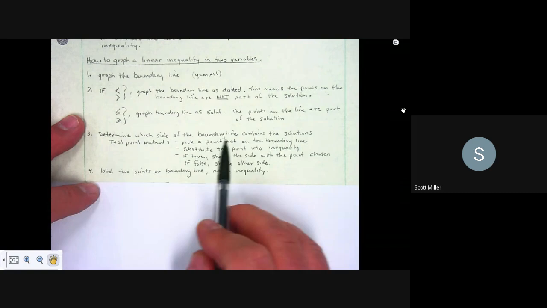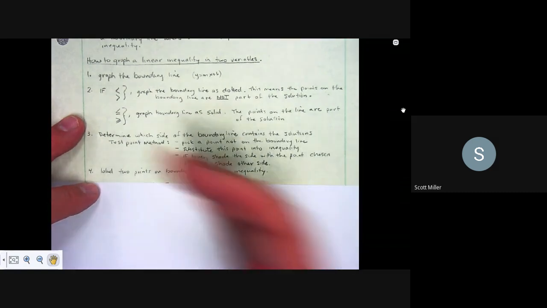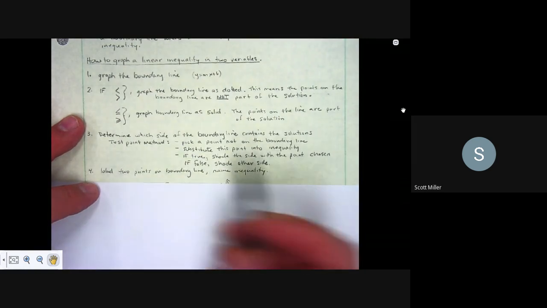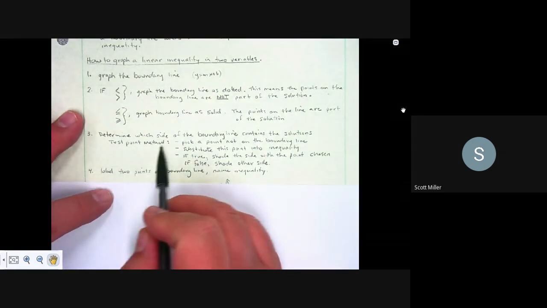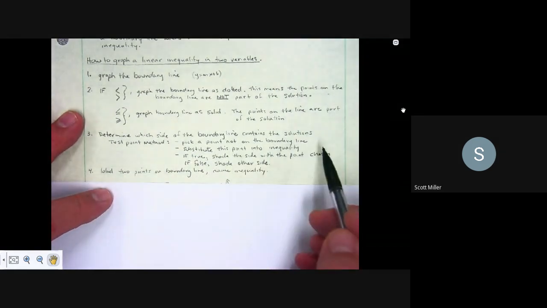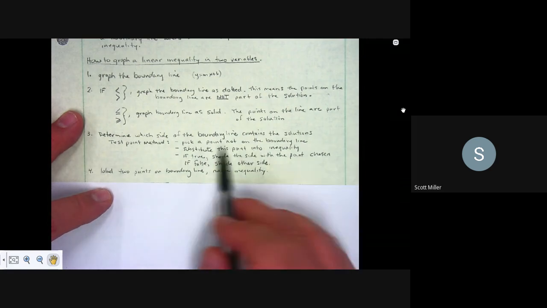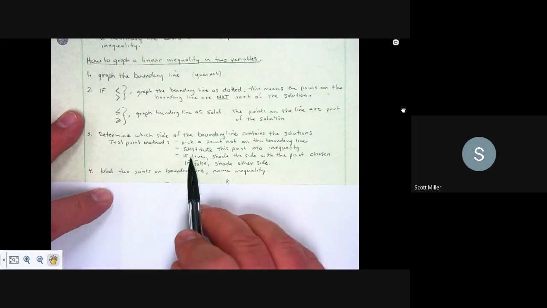Determine which side of the boundary line contains your solution, because the boundary line separates the entire coordinate plane in half, and only one side of that line is the solution. So there's a couple of ways you can do it. I'm going to show you the test point method, which basically means you just pick any point that's not on the line. Either side, doesn't matter, just pick any point, usually the easiest point possible. If the line doesn't go through 0, 0, then choose 0, 0. That's the easiest point.